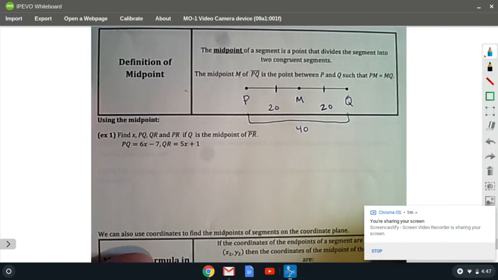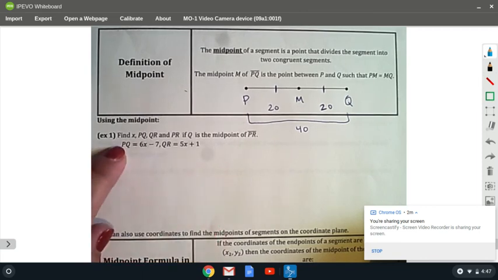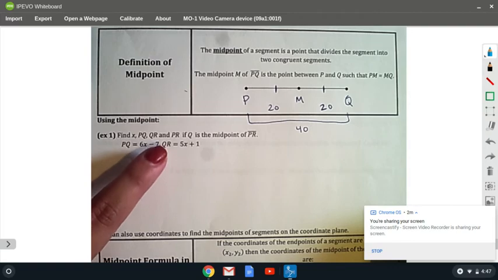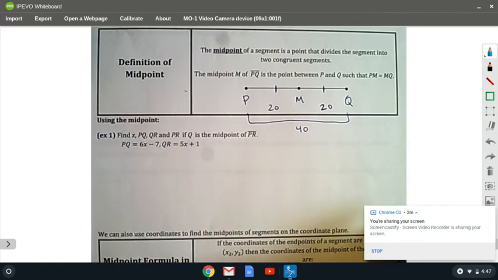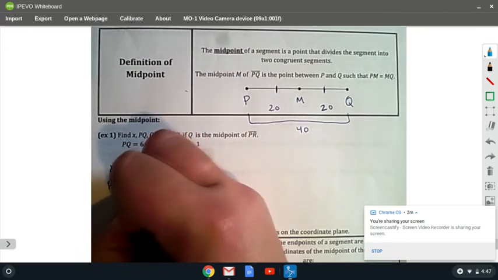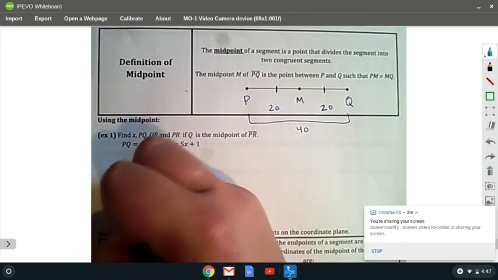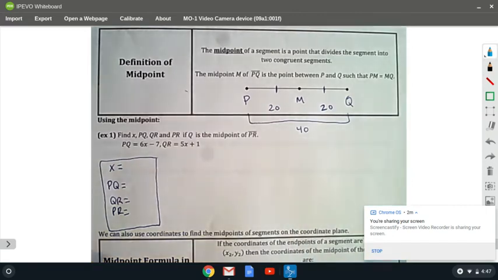So let's go over a problem where we're using some algebra. It wants us to find x, PQ, and QR, and PR. That's 4 different things they want in our answer. When that happens, I like to put them over here: x equals, PQ equals, QR equals, PR equals, because I like to box my answer and name all of it. So I'm just going to put it over there ready to answer.